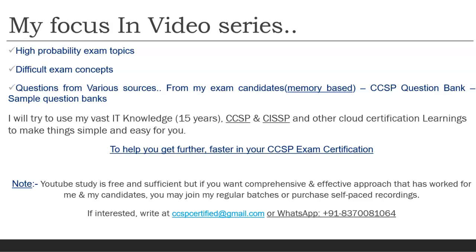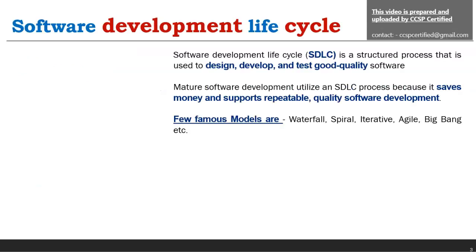So let's jump to the topic, which is the software development lifecycle. It is very important, at least for CCSP and CISSP. You can expect at least one question on this one. And if you are a software developer, it is good to know what the software development lifecycle is. SDLC stands for a structured process that is used to design, develop, and test good quality software. Mature software development organizations utilize an SDLC process because it saves money and supports repeatable quality in the software development process.